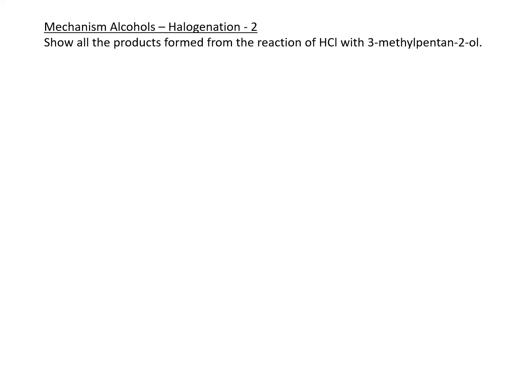So let's do a mechanism here. Show all the products formed from the reaction of HCl with 3-methylpentan-2-ol. So let's write the structure first. Pentan-2-ol, and then I have a 3-methyl, and I'm supposed to be treating this with HCl.